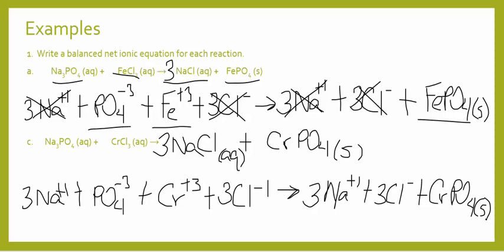Cross out the spectator ions, those that do not change. Na+ is aqueous on both sides. Cl- is aqueous on both sides. So I'm underlining the net ionic equation.